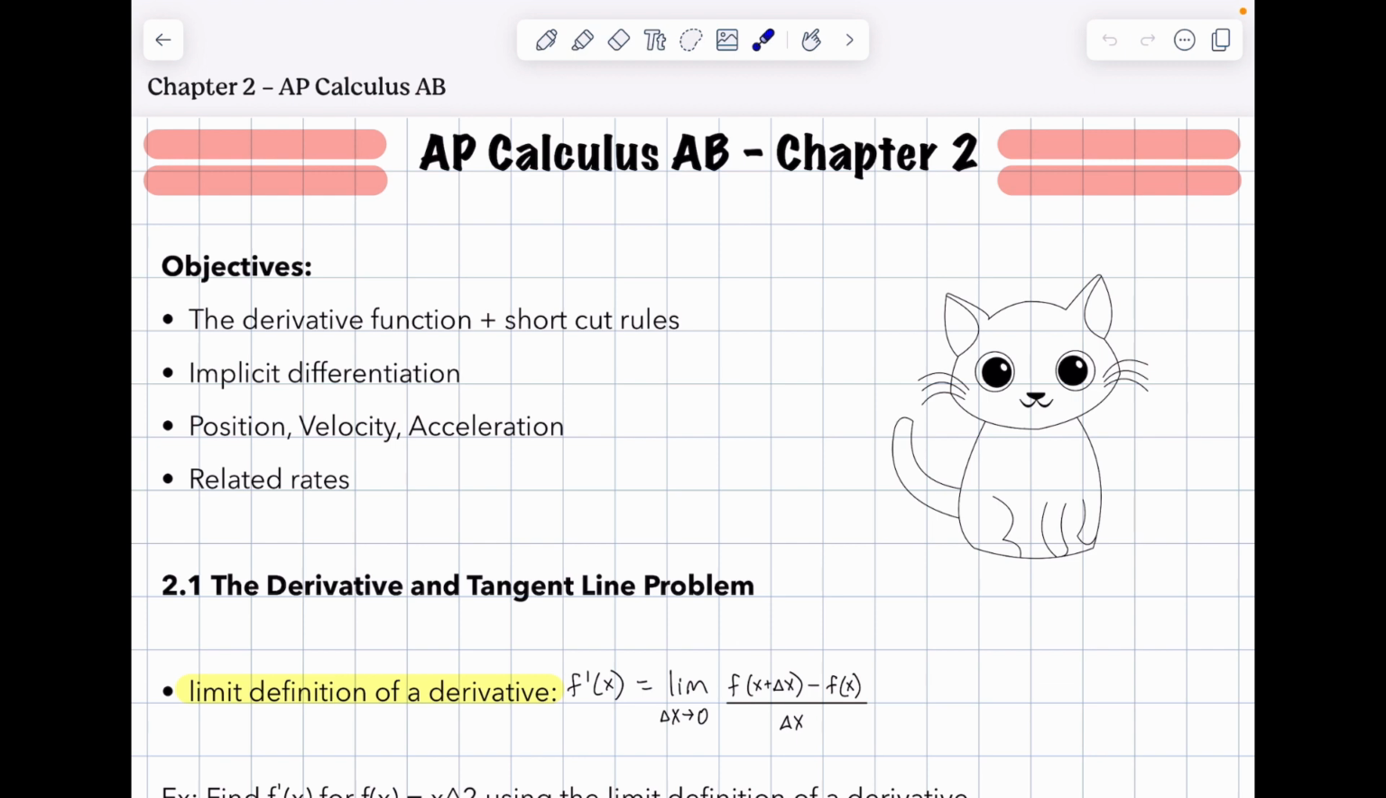So in today's video, we will be focusing on the derivative function and the shortcut rules, implicit differentiation, position, velocity, and acceleration, and related rates. And again, we have Callie the Calculus Cat here to join us along the way.